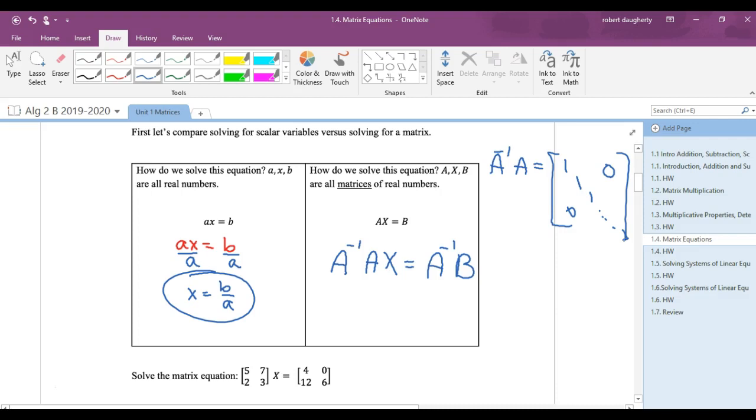And that matrix has the property that when you multiply it by a matrix, what do you always get? When you multiply any matrix by the identity, you get the same thing you started with. It's the matrix equivalent of multiplying by 1. So A inverse times A is the identity matrix, so I'm just going to write an I there.